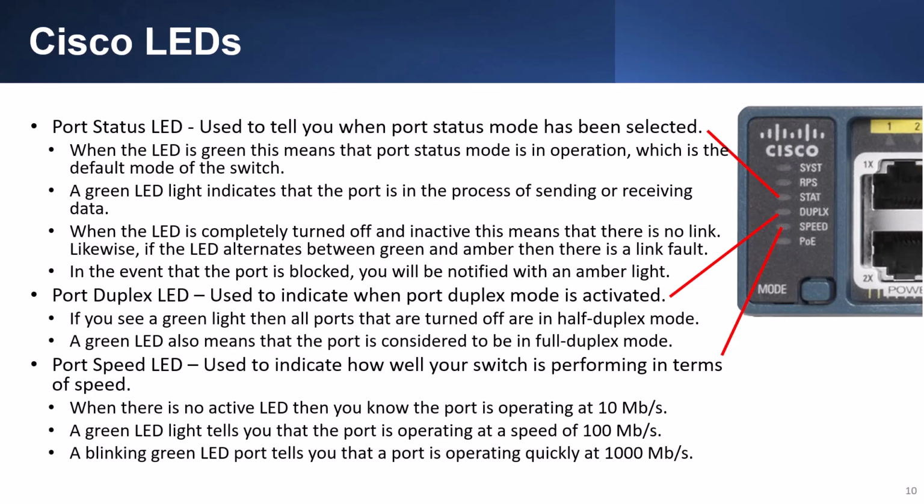Port Status LED is used to tell you when the port status mode has been selected. When the LED is green, this means that the port status mode is in operation, which is the default mode of the switch. A green LED light indicates that the port is in the process of sending or receiving data.